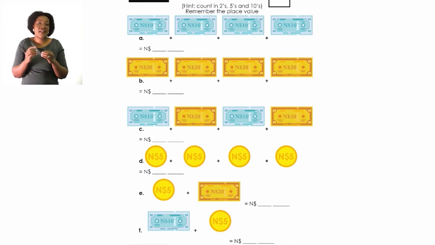Okay, let's quickly go to number D. Number D is not notes, but it's coins. Ne? It's coins, and now it's in fives. What are we supposed to do? That is the reason why it is very important for us to know our multiplications. Now we are going to count in fives. 5, 10, 15, 20. So how much money do you have at number D? You have a 20, first the number, Namibian dollar. That is how you read money.